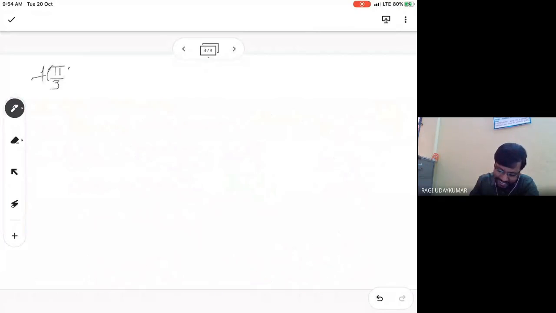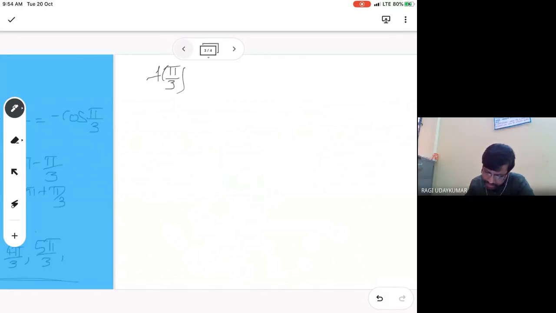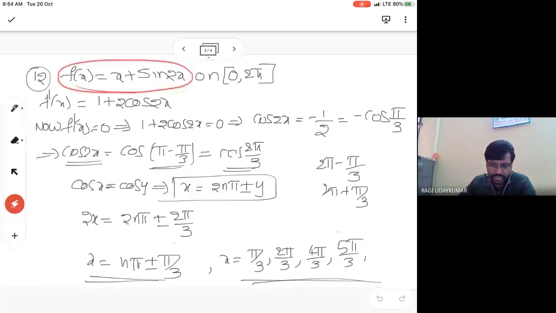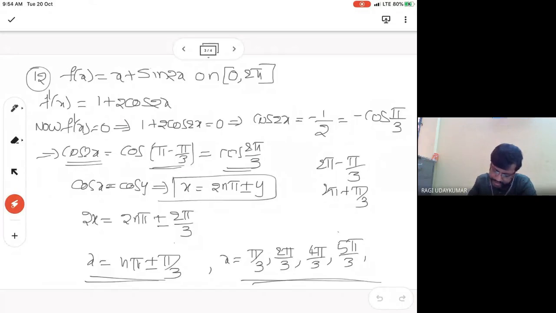So first take pi by 3, 2 pi by 3. What are the points to be taken? In which function do you have to substitute? In this function, x plus sin 2x. In that function you have to substitute. So pi by 3, 2 pi by 3, 4 pi by 3, 5 pi by 3, and along with that 0 and 2 pi also.